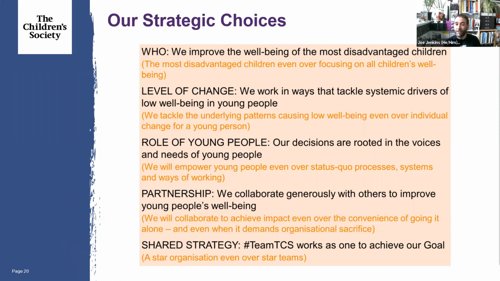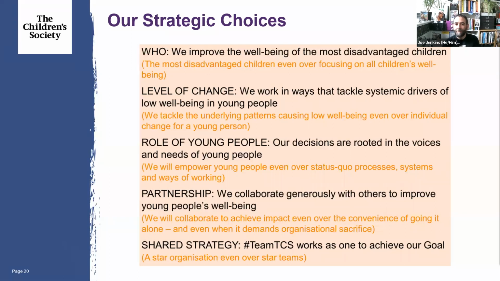And the choices you can see here, they represent some of the key things that we knew would come up time and time again in how we implemented the strategy. So who are we trying to reach? What kind of change are we trying to achieve? What will the role of young people be in achieving it? How will we work with others? And what will it mean for how we work internally? And what you can see described here are then, within the statement of how we want to approach it, what the choice might need to be that we can apply.